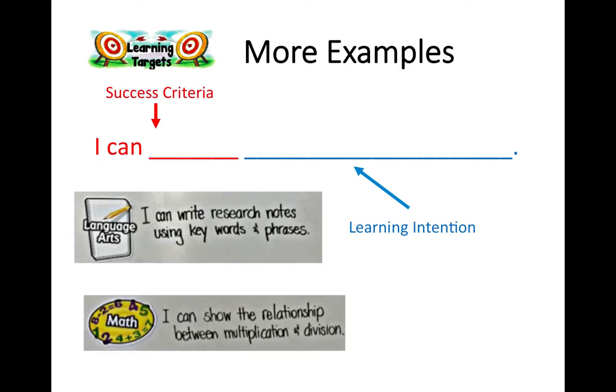Here's two more student examples. Our first example, the success criteria is I can write, and the learning intention is research notes using keywords and phrases. The second learning target, the success criteria is I can show, and the learning intention is the relationship between multiplication and division.